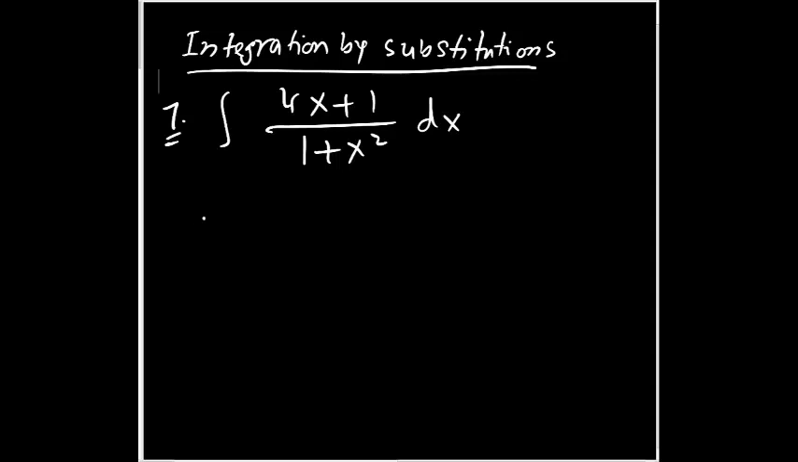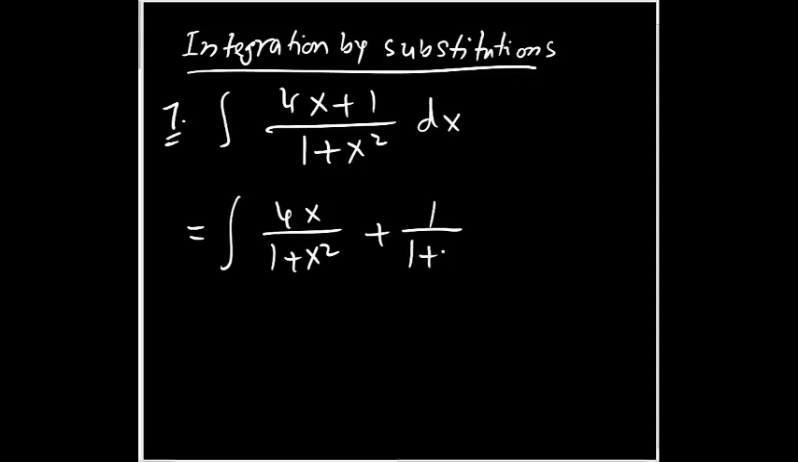So then we need to do a little trick in here: you can distribute, 4x over 1 plus x squared plus 1 over 1 plus x squared. Does it make sense? I can separate. I have two terms here, one here, another here, and then I can split like that. When I do that, now you can see this one works with the substitution, because if I say 1 plus x squared is u, then x dx will come out.